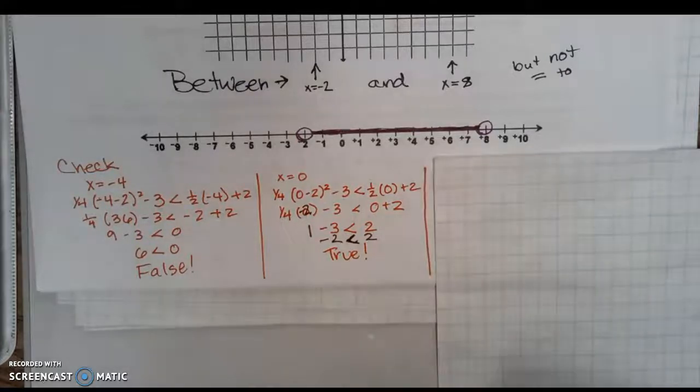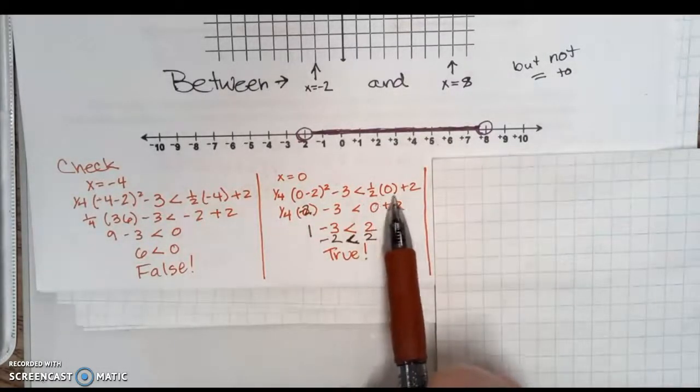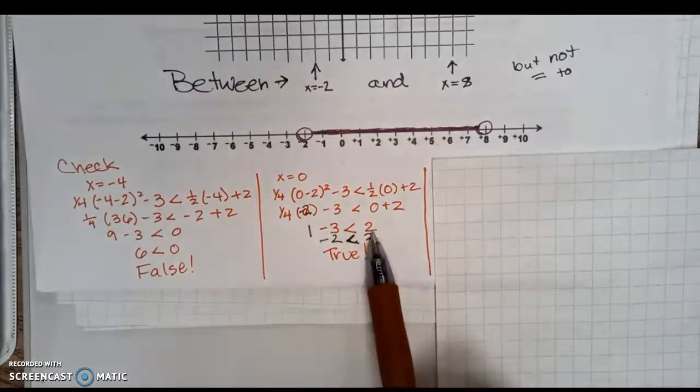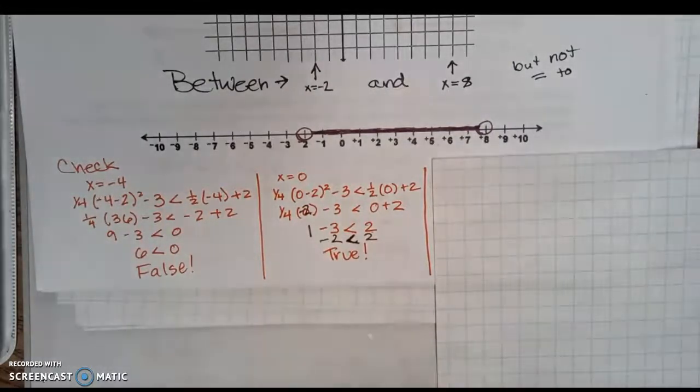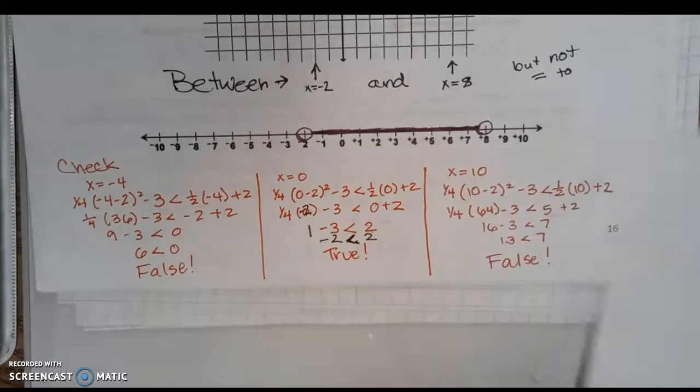Then we check the right-hand side of the inequality. 1/2 times 0 is 0. 0 plus 2 is 2. So is -2 less than 2? Yes, that one's true. Even with my error.